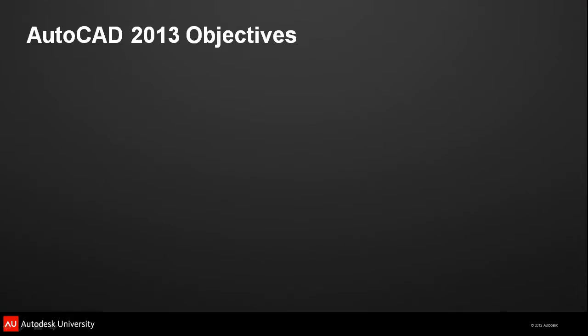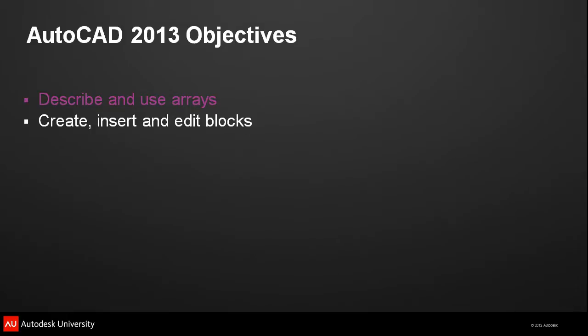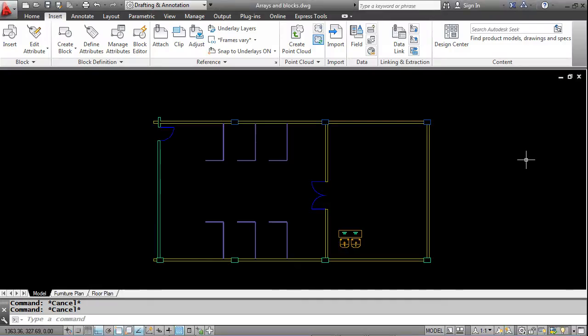Let's take a look at 2 more AutoCAD 2013 objectives. The first being describe and use arrays. We will look at rectangular, polar, and path arrays. And we're also going to create, insert, and edit blocks. So let's take a look. Let's create a new CAD training lab using arrays and blocks and editing and modifying.